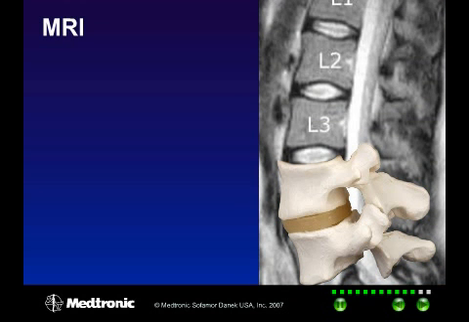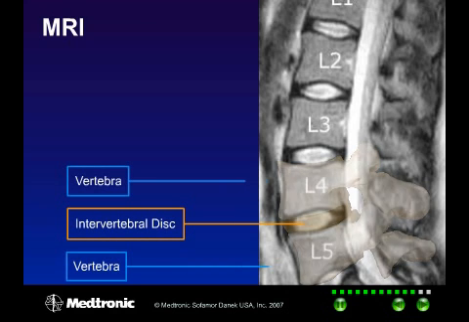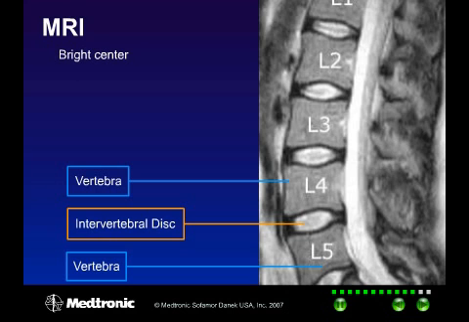An MRI is needed to view the disc. MRI, or magnetic resonance imaging, is a tool that looks at the water content of a structure. The intervertebral disc, which is mostly water, appears to have a bright center and darker edges on the MRI.